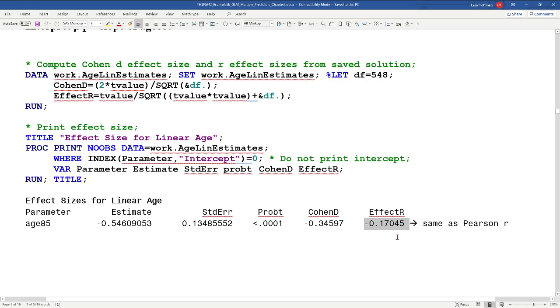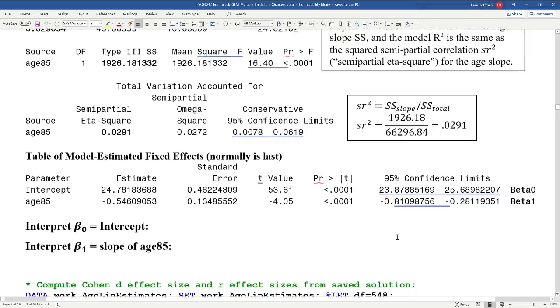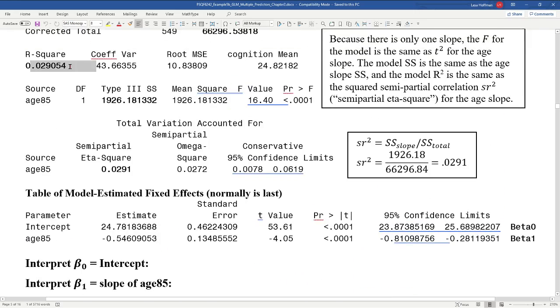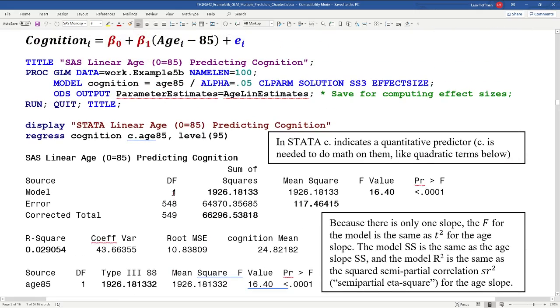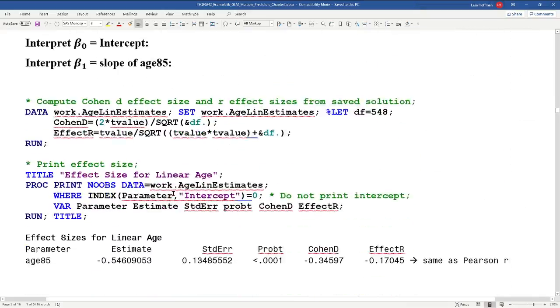And if I were to take this R and square it, I would get the R square for the model, which is just this slope. So this model is simply reproducing the Pearson correlation. The reason that I would do a model instead of just looking at a Pearson correlation is actually to expand it to be able to address nonlinear relationships. So that's what we're going to do next.